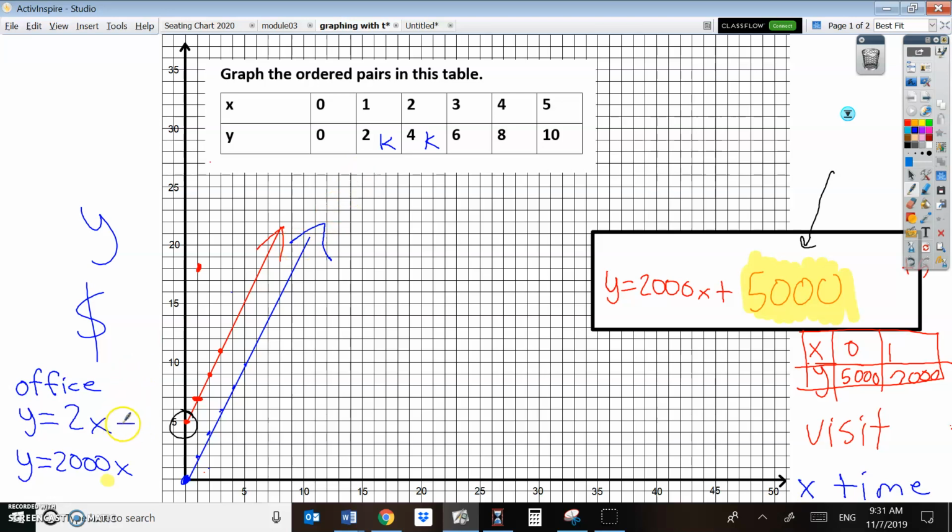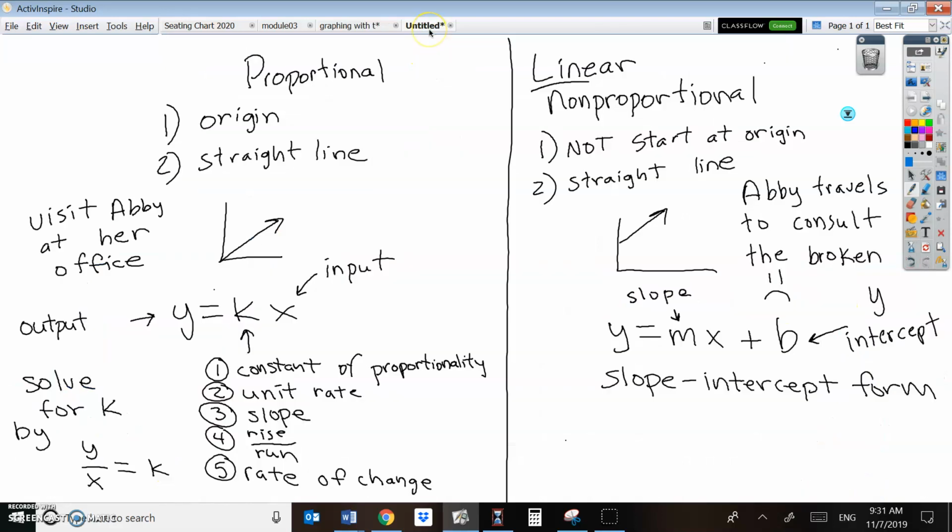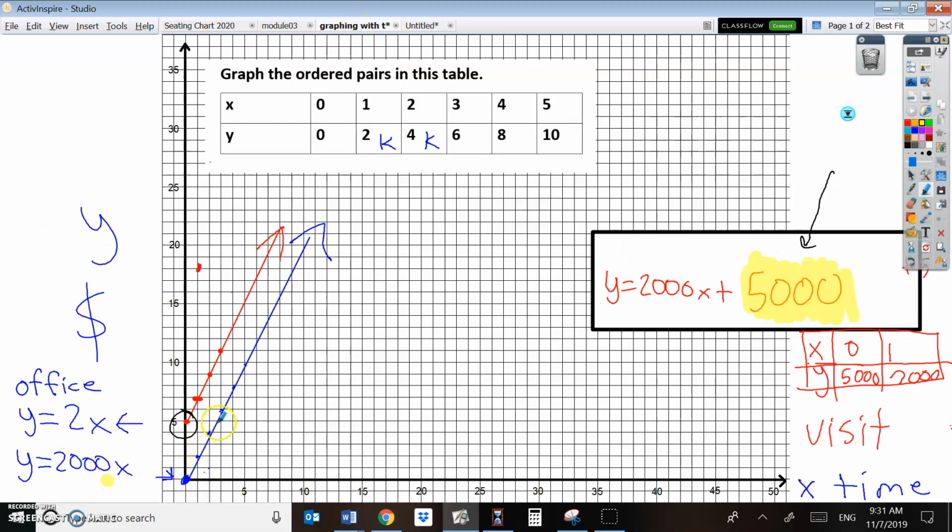This is the equation that goes with this line right here. A proportional relationship is a straight line and it starts from the origin. This is what I need you to write down. You need all of this written down here. I'm explaining it as I go back and forth to this other graph. So a proportional relationship is a straight line from the origin, just like this blue line is a straight line from the origin.